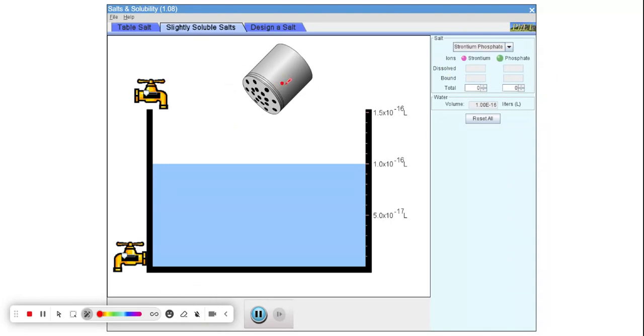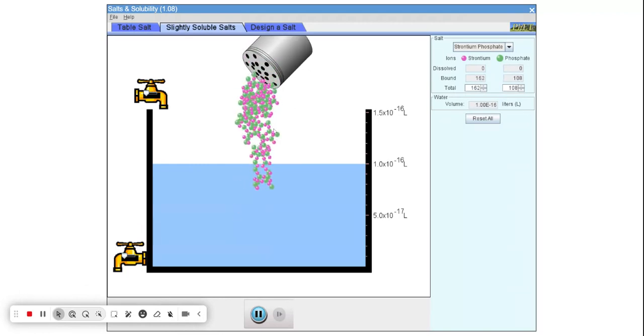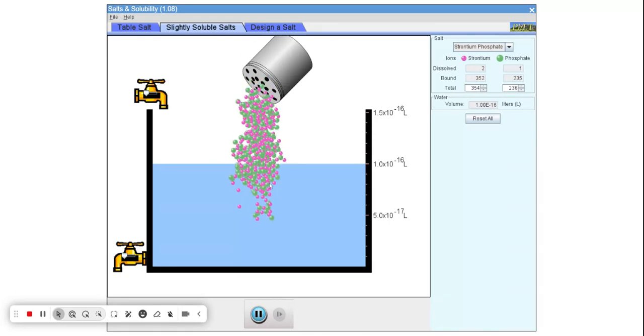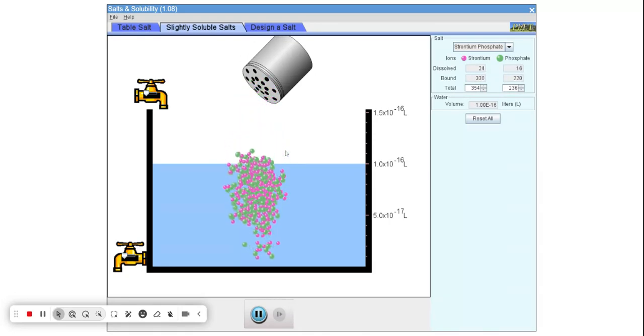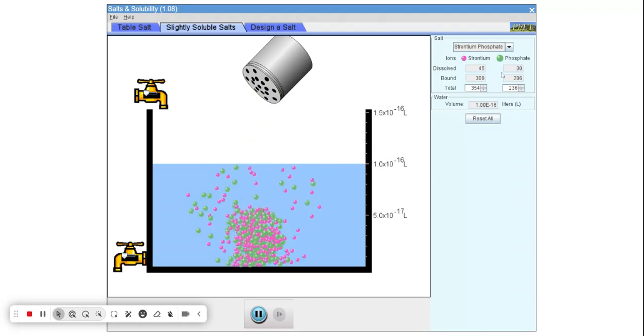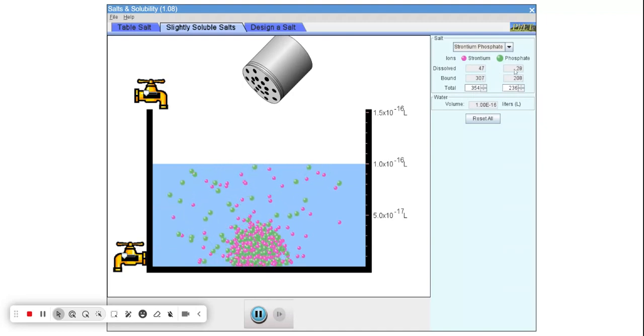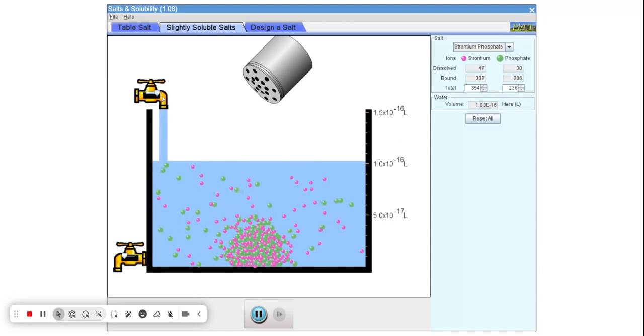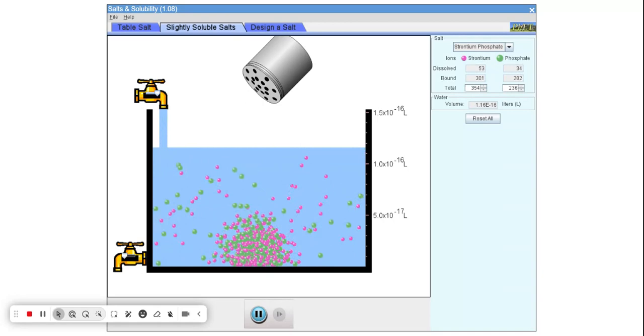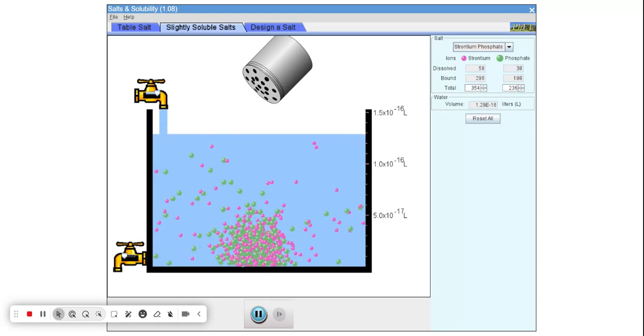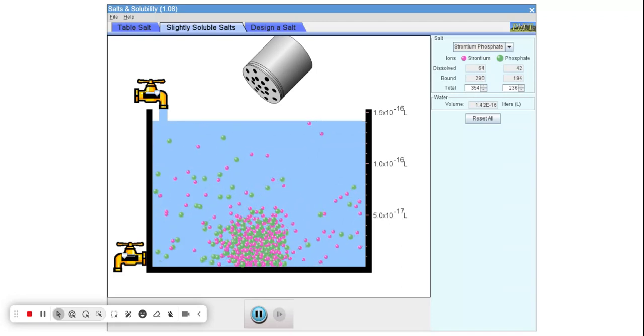Now I'm going to add some, oops. I'm adding some strontium phosphate to this thing. And you'll notice that some of it is actually dissolving. If you look up here, some of it is actually dissolving. All right? If I add a little more water, those numbers are going to go up. Okay?